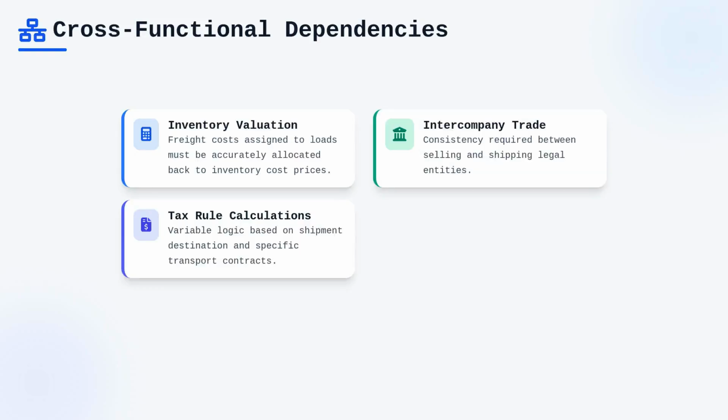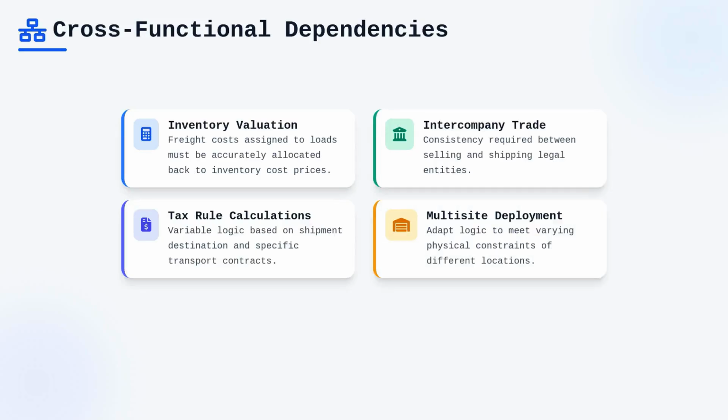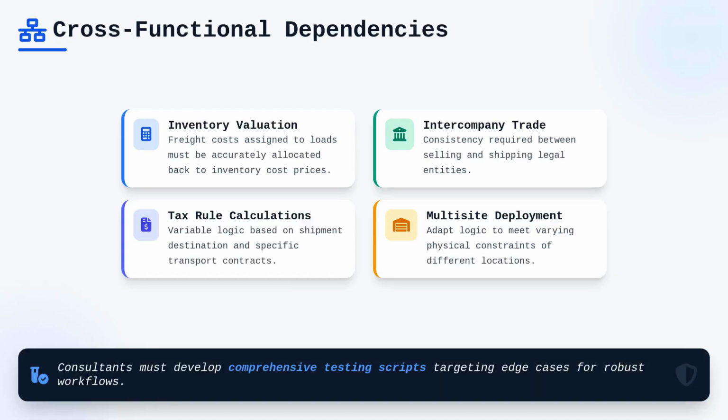Intercompany trade configurations add another layer of complexity, demanding that load-building strategies remain consistent across both selling and shipping legal entities. If you are operating in a multi-site deployment, your load-building logic must accommodate the varying physical constraints of each location. Functional consultants need to develop comprehensive testing scripts that target these edge cases to ensure that your logistics workflows remain robust under diverse operating conditions.